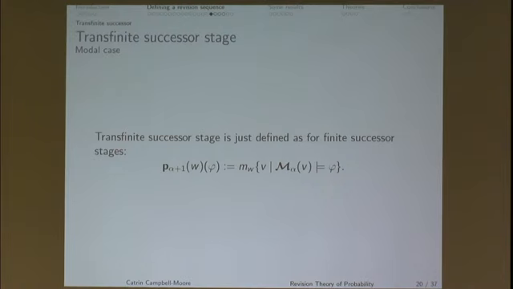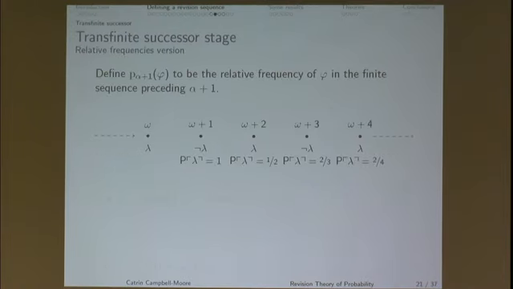But for the relative frequencies, it's not that simple. What we did for the relative frequencies at the finite stage was look at how often the sentence was satisfied in the previous sequence, in the whole of the previous sequence. And now, once we're at the transfinite successor stage, it's not clear how to take the relative frequency of the liar sentence being satisfied before omega plus 2.